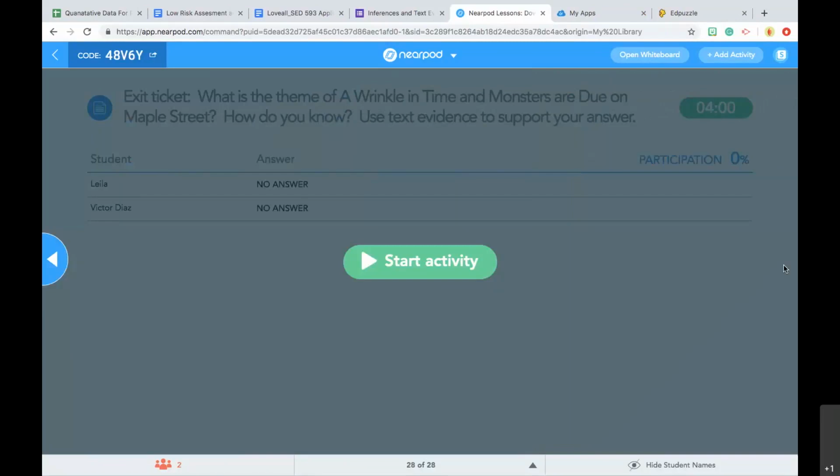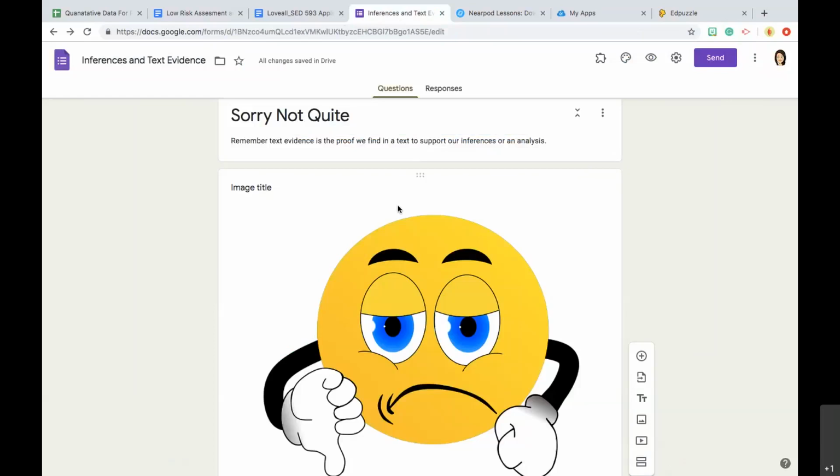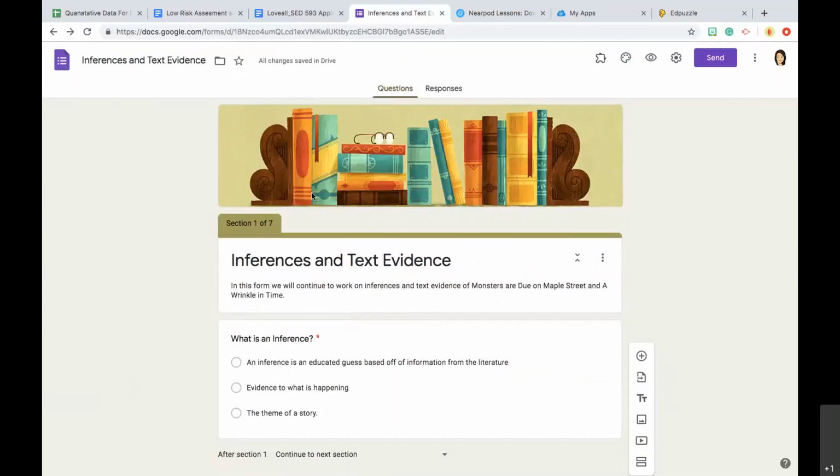And finally, our exit ticket. I'm going to have you do this exit ticket, but this is a two-part. So what is the theme of A Wrinkle in Time and Monsters Are Due on Maple Street? How do you know? Use text evidence to support your answer. And then I am going to drop a Google form into your chat, and you're going to fill out the inferences and text evidence.